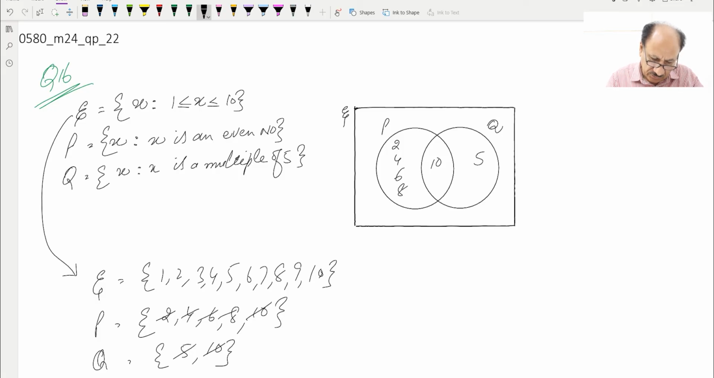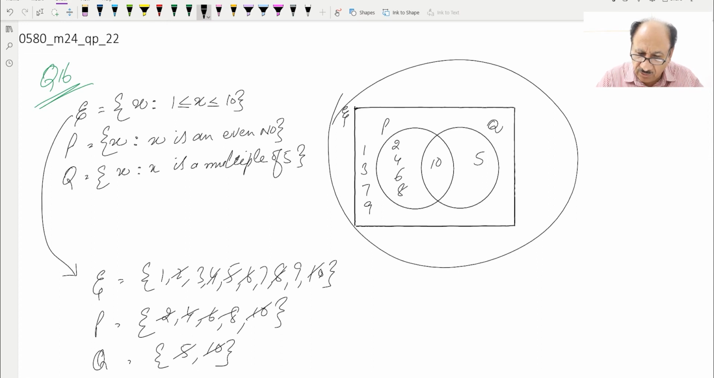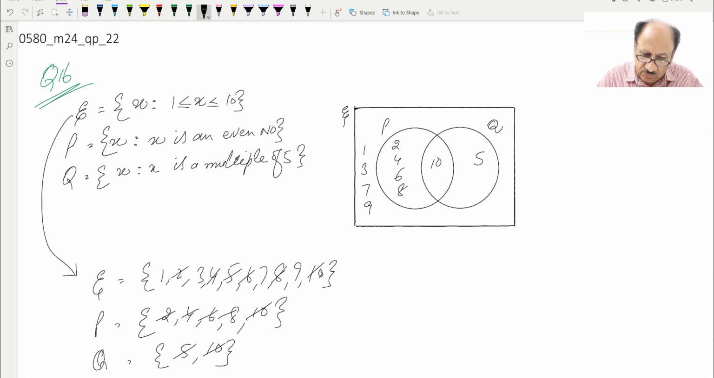Now 2, 4, 6, 8 is also done. So if we check from the universal set, 2 we have taken, 4 we have taken, 5 taken, 6 also taken, 8 is taken, and 10 is taken. So what remains? 1 and 3, and what else? 7 and 9. So these are remaining. If we double check this answer, we can see 1 is there, 2, 3, 4, 5, 6, 7, 8, 9, 10. All the numbers from 1 to 10 are there. So this will be our final answer for this question.